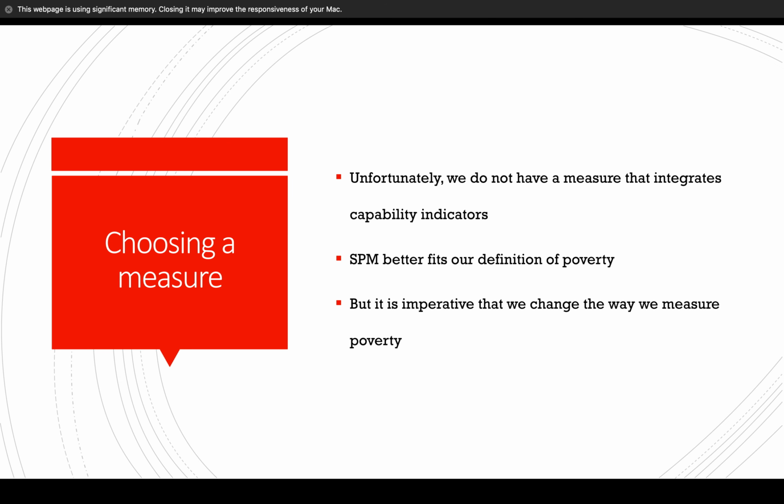Unfortunately, we do not have a measure that integrates capability indicators. Among the measures we have now, SPM better fits our definition than OPM, but it is imperative that we change the way we measure poverty.